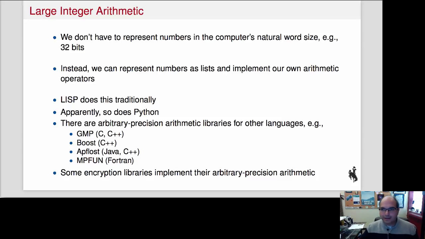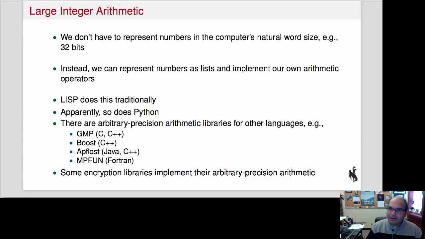And Lisp said, no, numbers are numbers, and so we have to do the right thing for numbers, and they actually did lists to represent numbers, okay? I didn't know this before I started preparing for this class, but apparently Python does the same thing. I was very surprised that Python can handle even 100-bit numbers. So it must be doing something special. Okay.